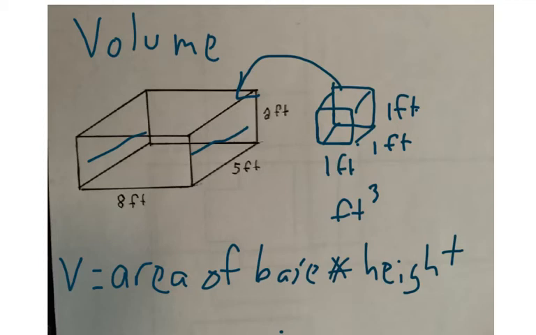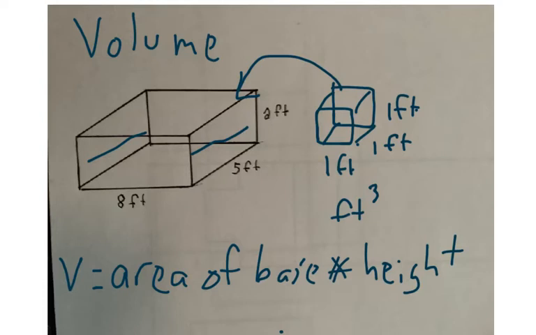Sometimes the base will be a triangle. Sometimes the base could be a circle, though not in 6th grade. Sometimes the base could be a rectangle. So whatever the base is, if it's a round swimming pool, you find the area of the round part of the bottom, and then how many feet deep is it? How tall is it? Times the height.